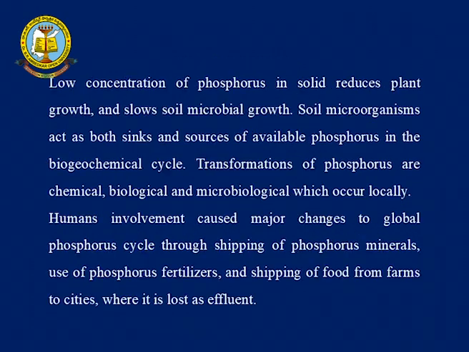lost in runoff. Low concentration of phosphorus in soil reduces plant growth and slows soil microbial growth. Soil microorganisms act as both sinks and resources of available phosphorus in the biogeochemical cycle. Transformations of phosphorus are chemical, biological and microbiological, which occur locally. Humans' involvement caused major changes to the global phosphorus cycle through shipping of phosphorus minerals, use of phosphorus fertilizers and shipping of food from the farms to cities where it is lost as effluent.